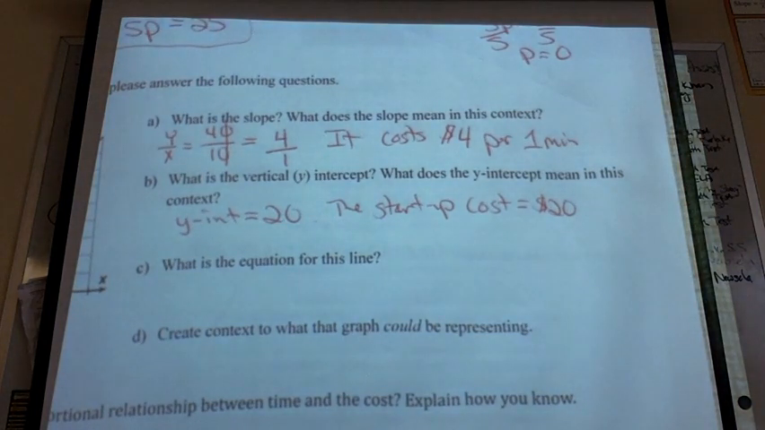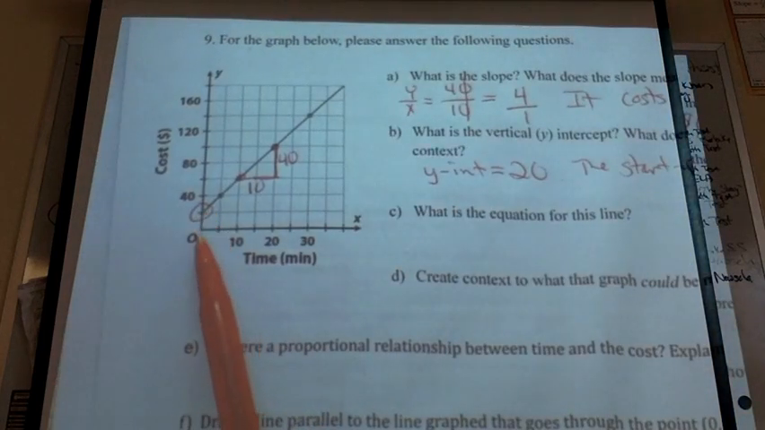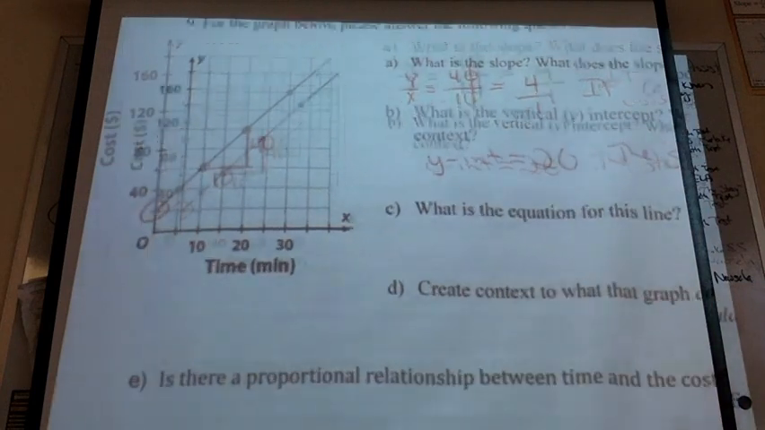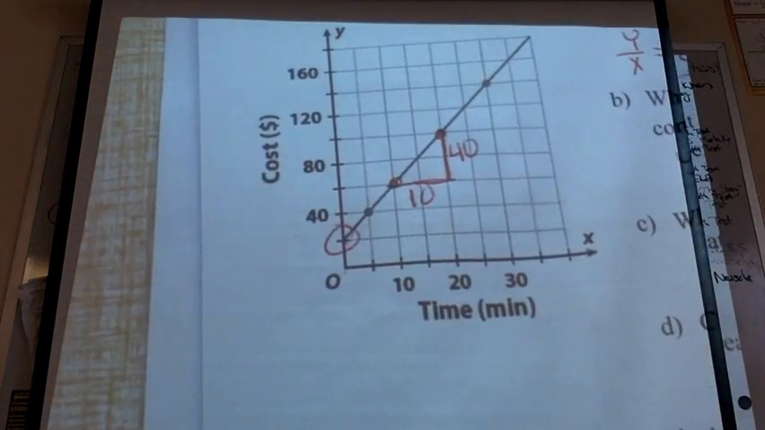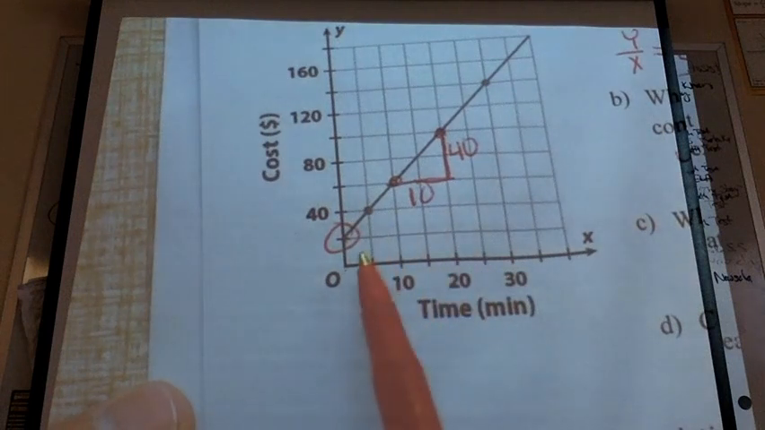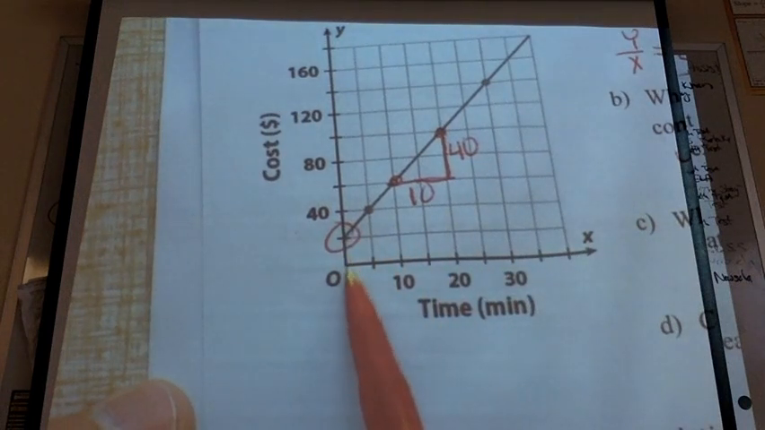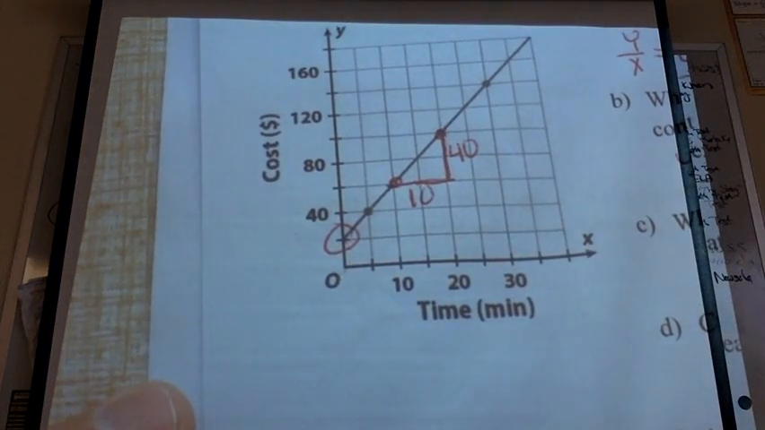Or if you don't want to say startup, you could say the sign-up fee. It's all the same. So right away, they charge you $20 before it even begins. That's what that means. Otherwise, if they didn't charge you, if they're just charging you per month without a setup fee, it would start at 0. But in this case, it doesn't.